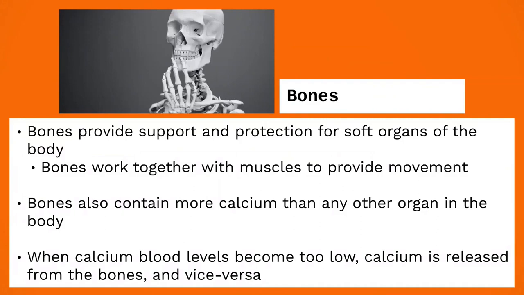All of our bones work together with our muscles to provide movement. They are attached using tendons like we talked about. There's cartilage. All of these things work together to provide us with all of the contractions and movements and flexibility that our bodies have. Bones also contain more calcium than any other organ in the body, so much so that when calcium blood levels become too low, calcium is released from the bones and vice versa.